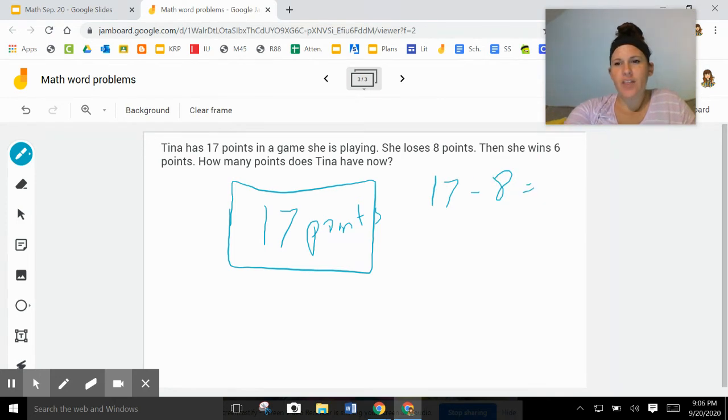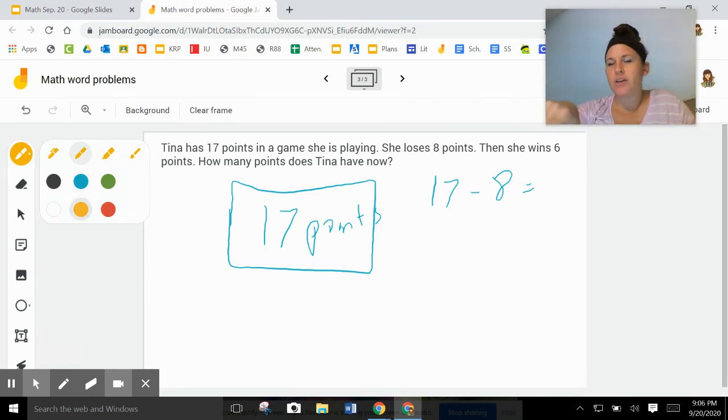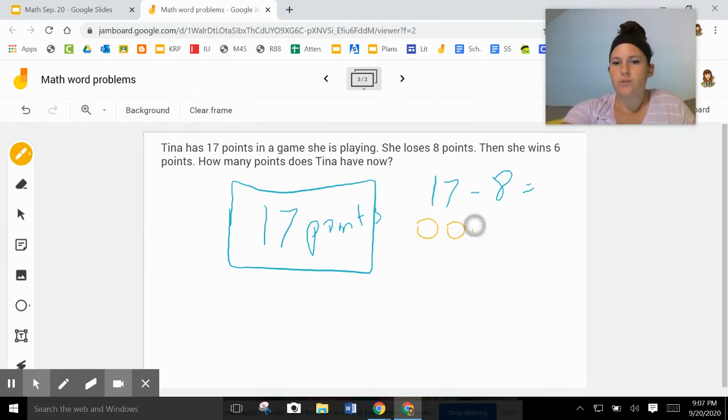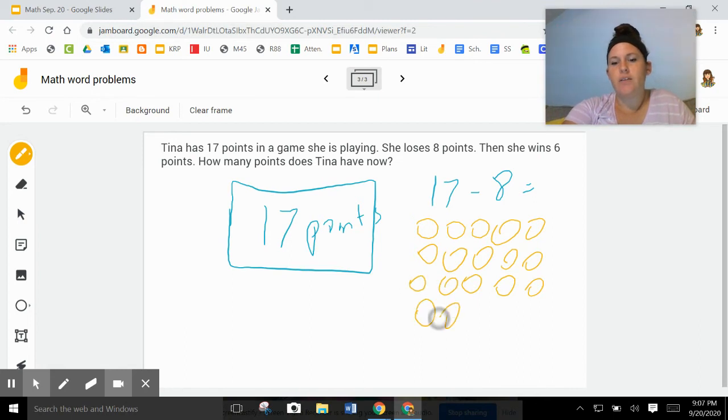All right. So let's find the answer to that first. So 17 minus 8. I really like just drawing the circles like I did in the last one, because it's just so much faster for me. And I feel like I see it better and I don't have to worry about drawing a ten frame or drawing a number line. It's just a lot less fluff. So I'm going to draw 1, 2, 3, 4, 5, 6, 7, 8, 9, 10, 11, 12, 13, 14, 15, 16, 17. So I'm going to draw 17 circles to represent the 17 points that Tina has at the beginning of the game.